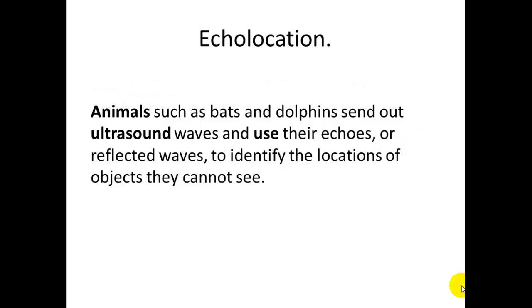Echolocation. What is echolocation? This is also another process used by animals such as bats and dolphins to send out ultrasound waves. When the sound wave hits a solid or an obstacle, it is reflected. Reflection means throwing back. It is reflected, and then the dolphin or the bat will use that to identify the location of the objects that they cannot see.